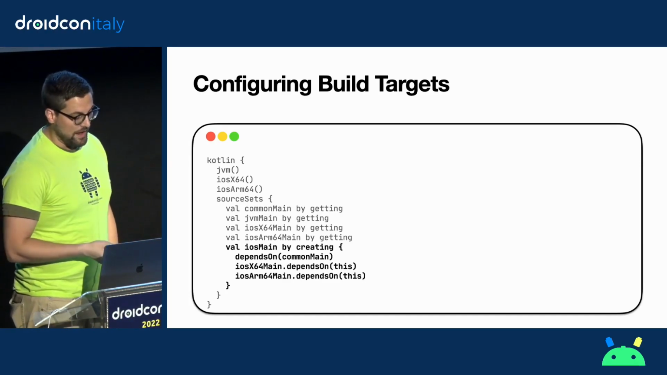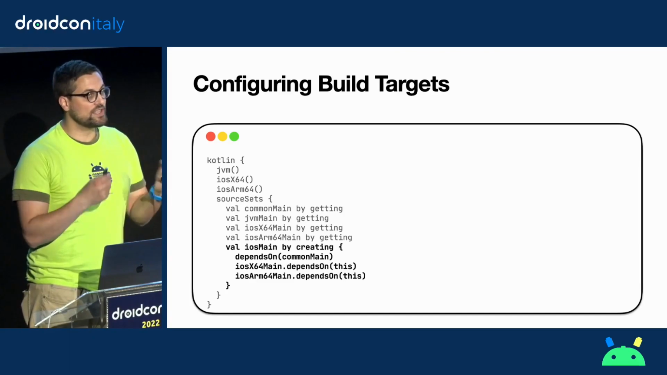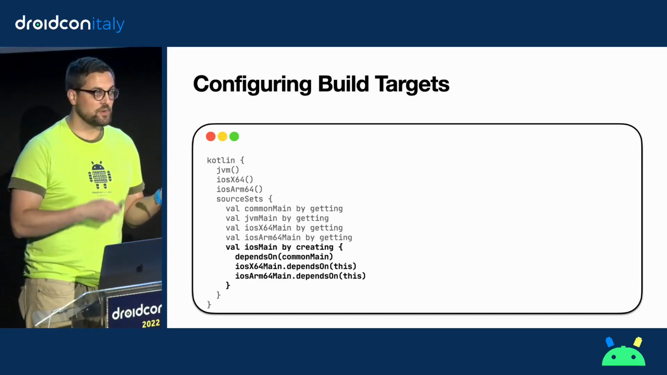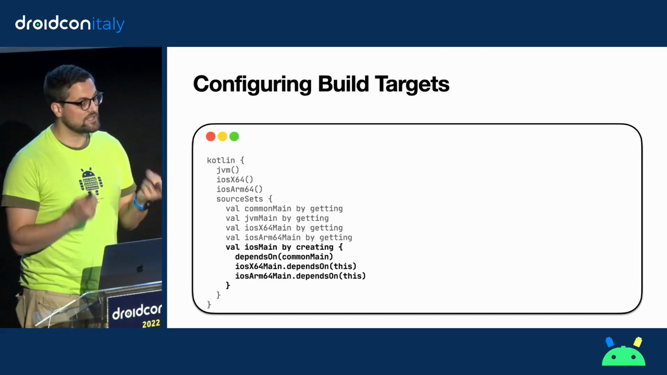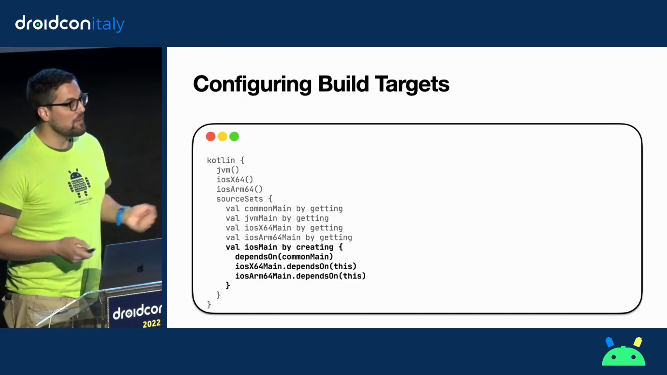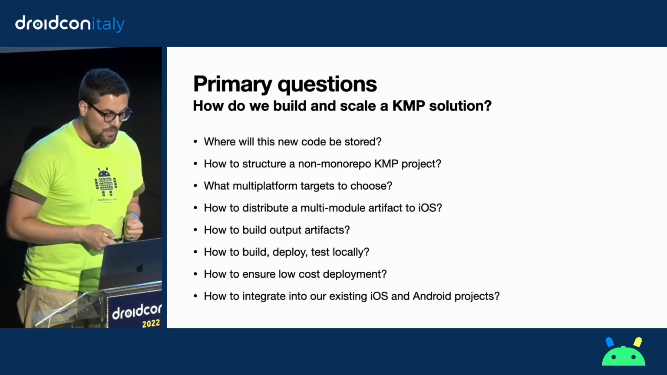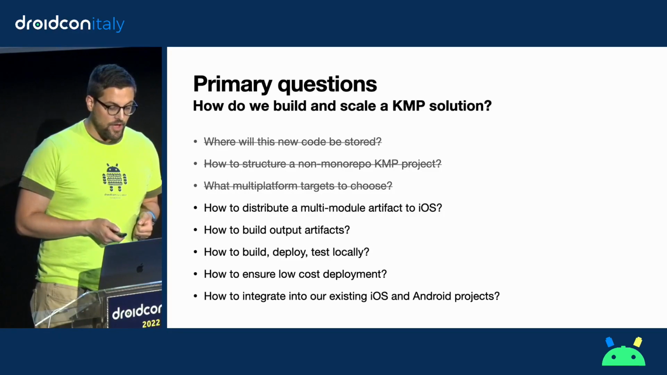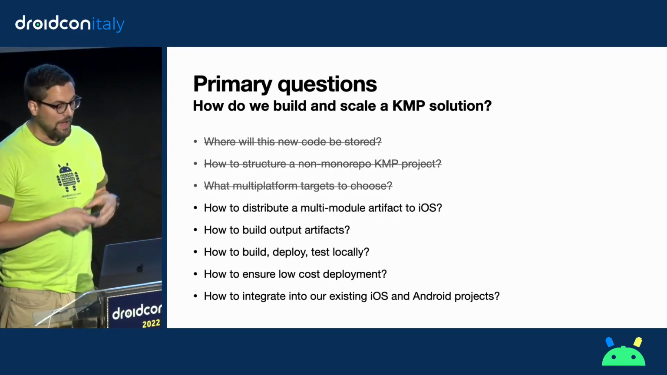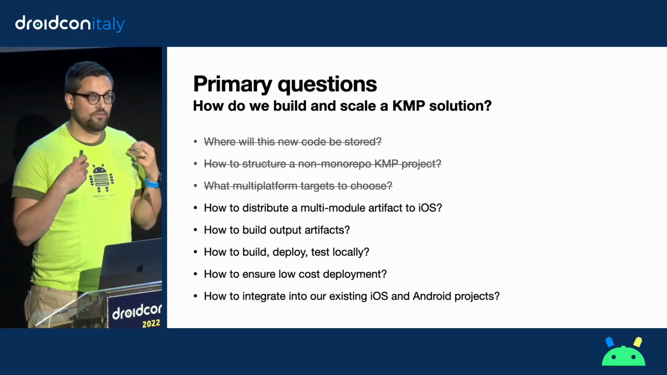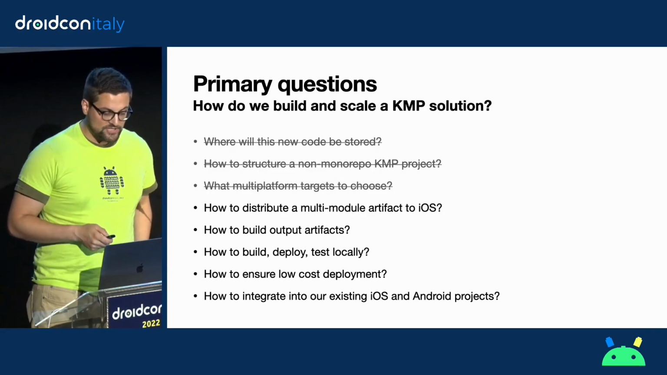And then finally, just a last little bit of configuration here to wire all of the iOS targets up together. Now, if you had a very simple use case and you just needed common main, you could omit some of this stuff. So again, this is where having some Gradle understanding is helpful, but it's a lot better than it used to be. So with that, we have a basic idea of how code could be stored, how a very simple project could be structured.